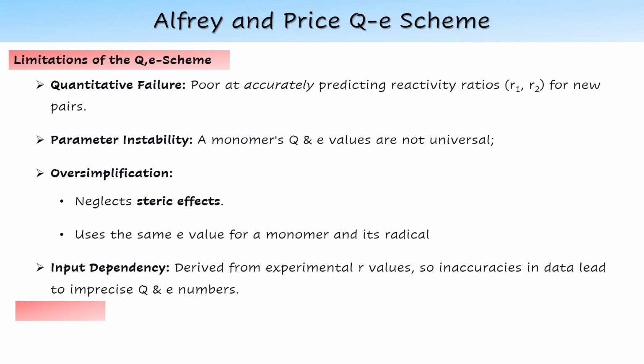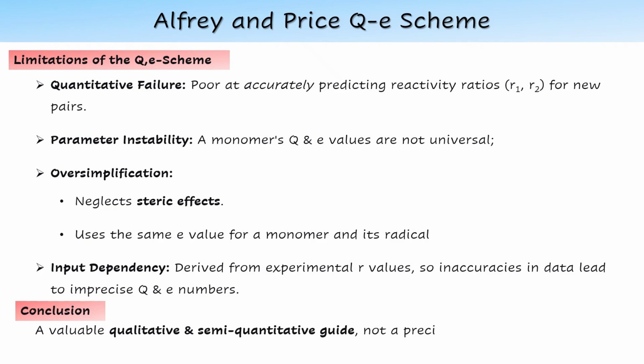Finally, the scheme's output is only as good as its input. Since Q and E are derived from experimental r values, any error or scatter in that original data is baked into the parameters, limiting their precision. So, what is the final conclusion? The QE scheme is a brilliant, enduring concept. It provides a powerful qualitative and semi-quantitative guide for thinking about monomer reactivity, explaining trends, and making initial predictions.